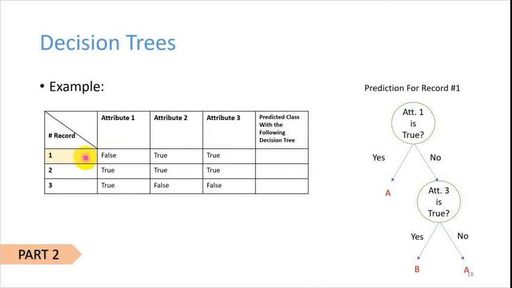So if you consider the first record, we check the value for attribute 1 of the first record. Since it is not no, we go to the no branch, and there will be another decision node after that. We check attribute 3 in regard to the splitting point, and since it is equal to true, then we would predict B for this record.